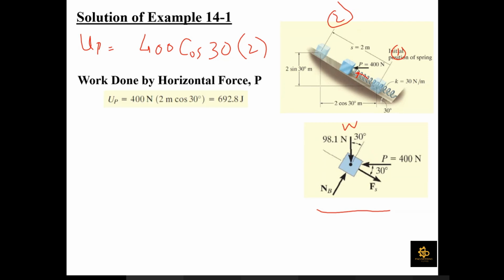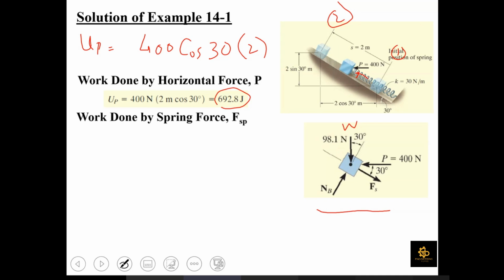So UP should be equal to 400 cos 30 into 2, or 400 into 2 cos 30, whichever way you want to interpret it. So the work done comes out to be 692.8 joules. This is the work done due to this applied force. Any query regarding this work done due to applied horizontal force P? Are there any queries from anyone? No, sir.